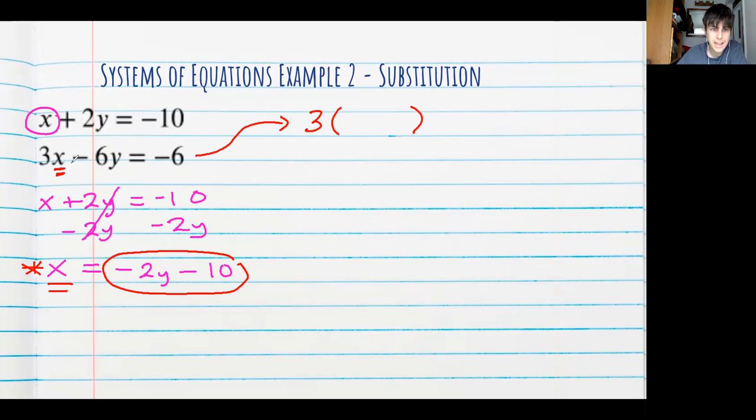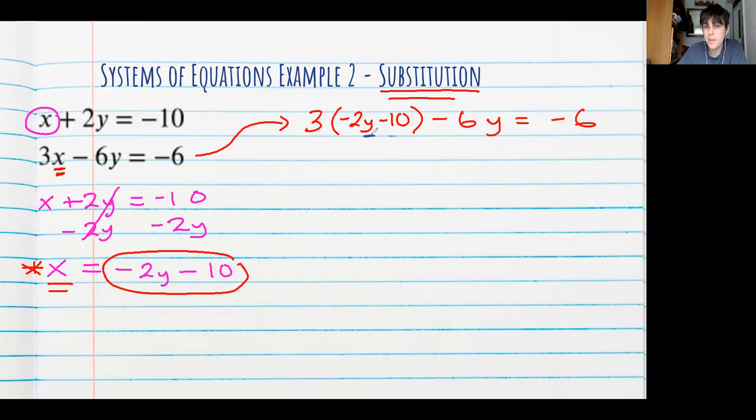So I'm going to take this equation and make that substitution into it. Instead of 3x, I'm going to have 3 open parentheses. That's where I'm going to put my substitution. Minus 6y equals -6. So right here, where the x was, I'm going to put minus 2y minus 10. Now we've made the substitution, right? We said that x was equal to this, so we replaced x with it, and we've done the substitution step. Now it's a matter of solving this equation.